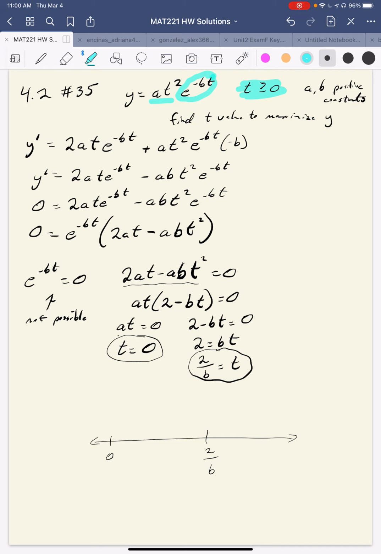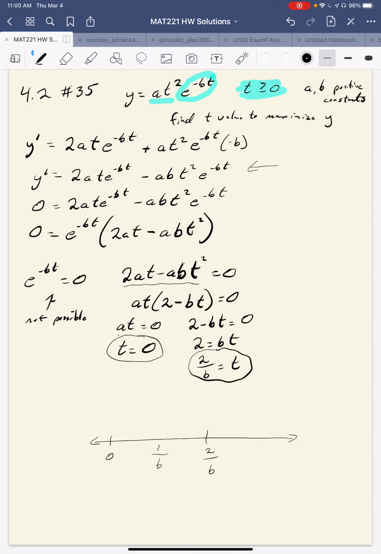So I'm going to start with the value 1 over b, because 1 over b is less than 2 over b. And so if I go back to my derivative here and plug in the value of 1 over b for t and see what I get, okay?